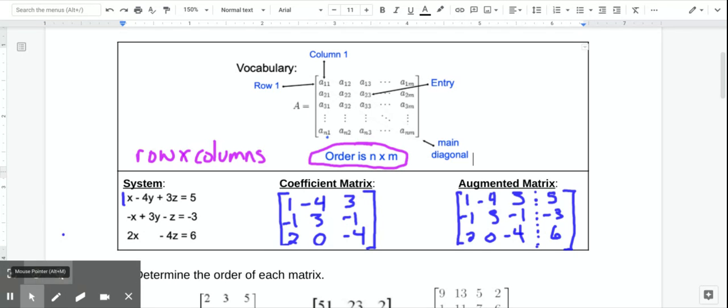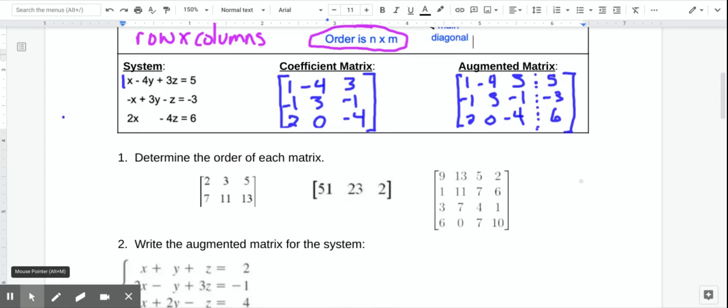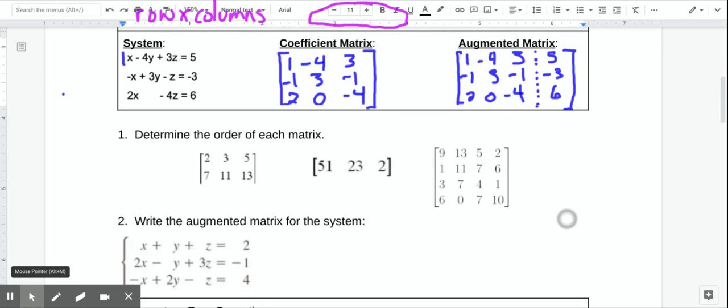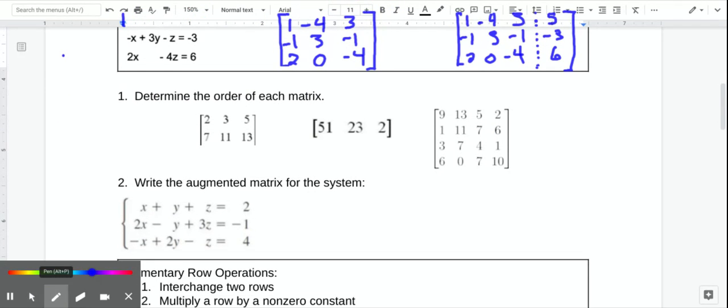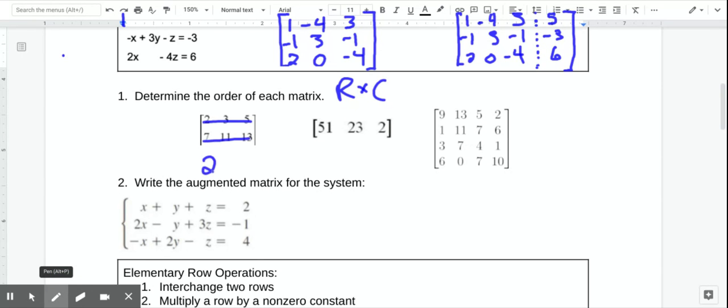All right, so we want to find out the order of these three. Like I said, when we go to multiply matrices, it's really important that we know the order of them. So remember, order is always rows by columns. So this matrix has 2 rows and 3 columns. So we call this a 2x3 matrix. You do not multiply those numbers, it's just 2x3. This has 1 row and 3 columns. So this is a 1x3 matrix. And this last one has 4 rows and 4 columns. If it's a matrix that has the same number of rows and columns, we call it a square matrix.